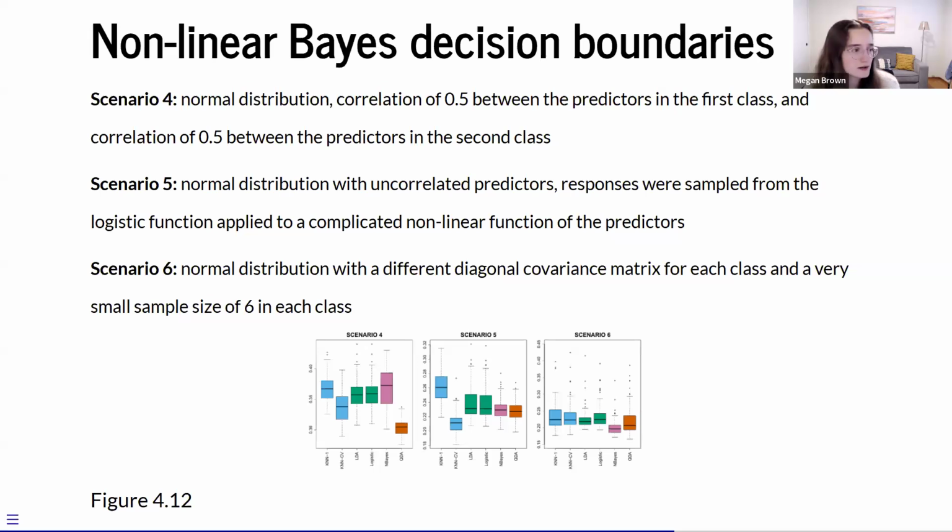Scenario 4, so normal distribution, and has correlations, and the QDA performed quite well. Does anyone have any questions about why any of these, either in the linear or non-linear, why any of these didn't perform well or did perform well?